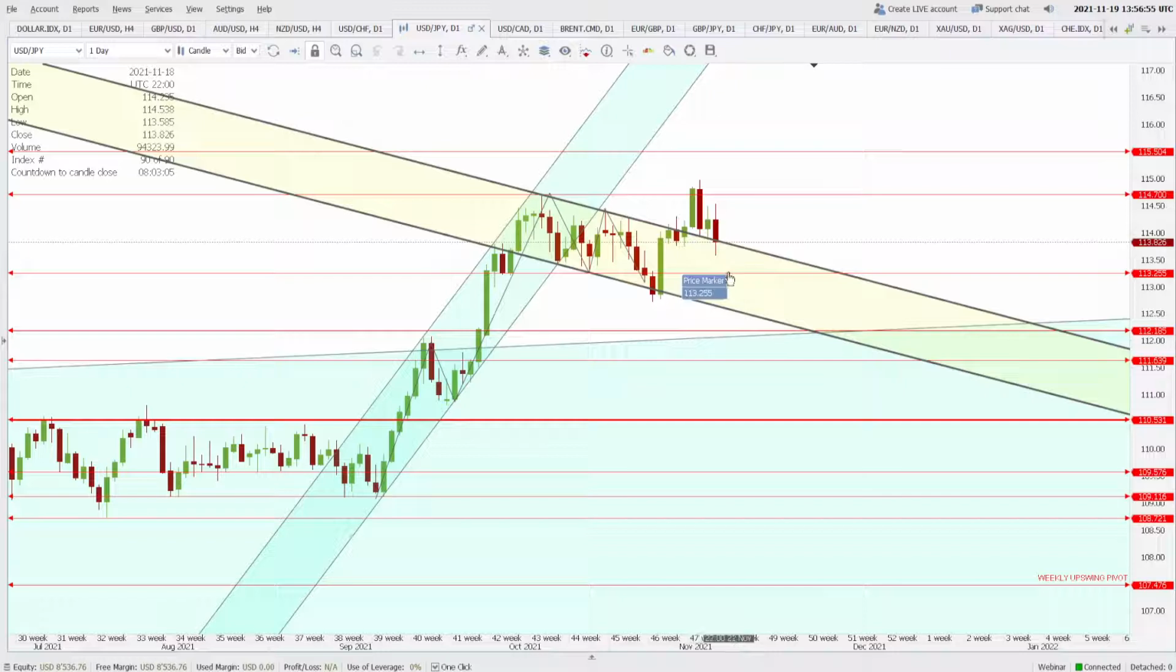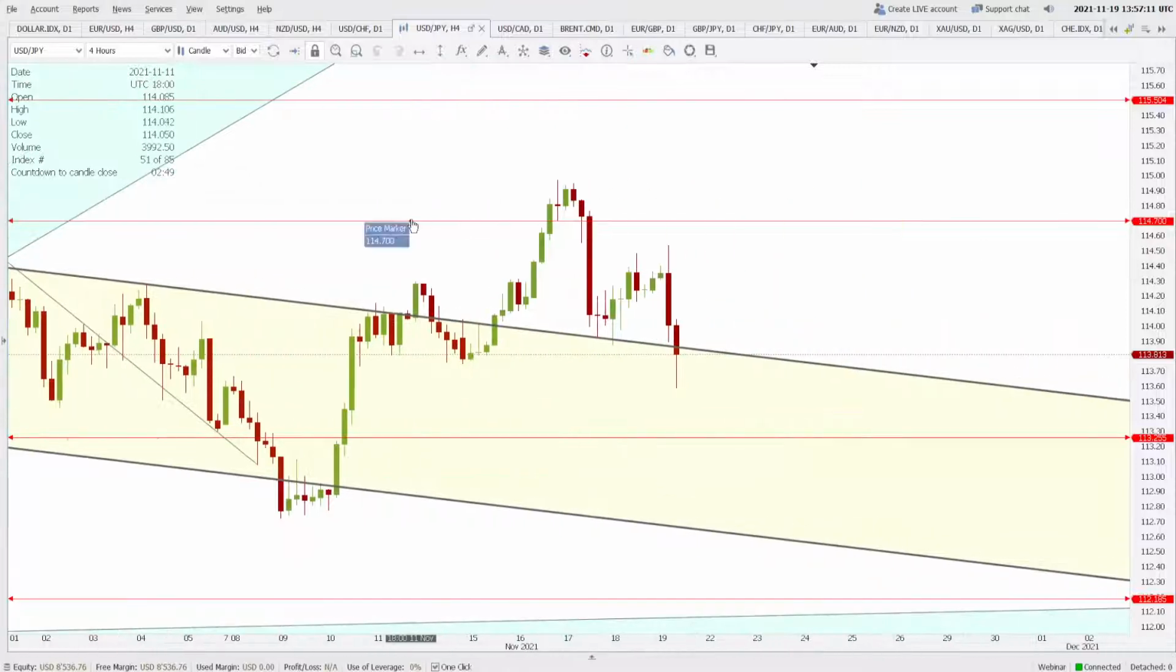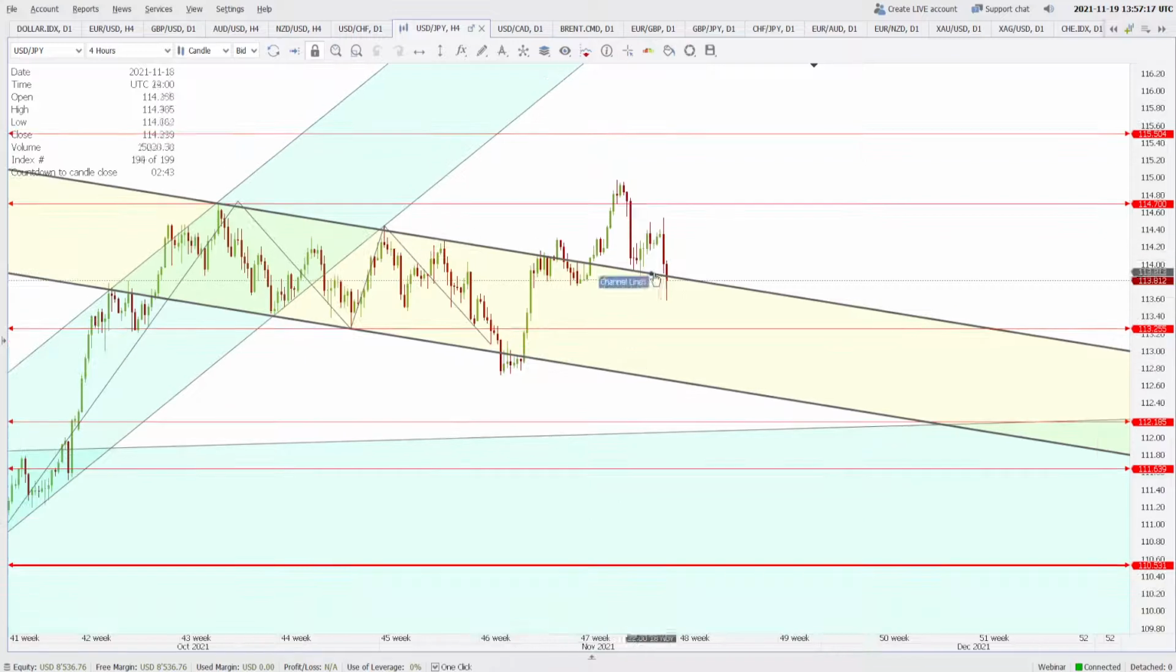But where is the support for this one? On the 4 hour we have a support for USDJPY on this falling channel's resistance line, which may act as a support, and from the daily chart we have this horizontal support at 113.25 in this market. I'll show you on the 4 hour what is there. Now if the price closes inside this falling channel, then the price will try to test 113.25 again.